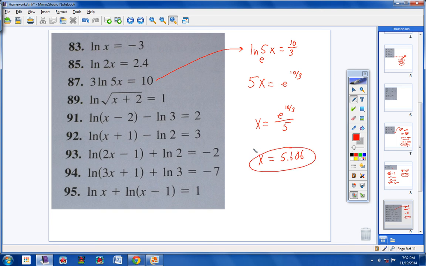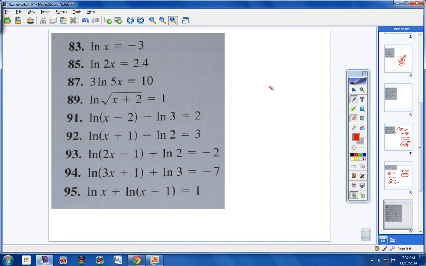Okay, moving on to number 89. Okay, the logarithm is all by itself, okay? Base e, so I would have this.